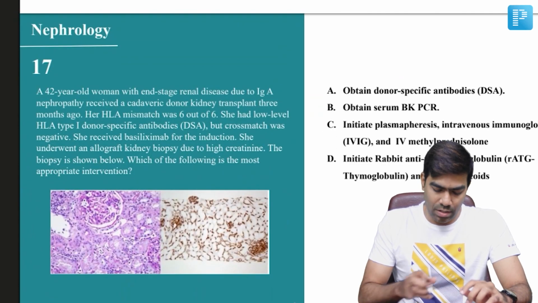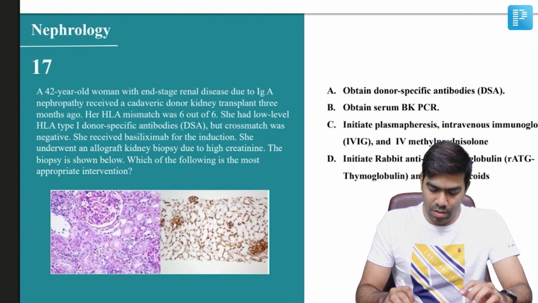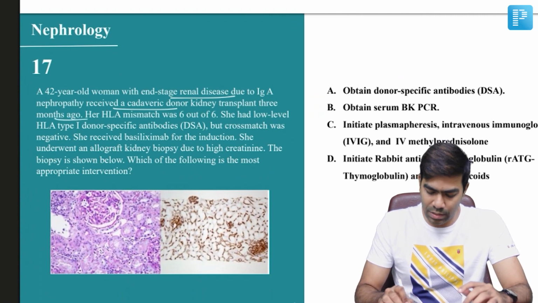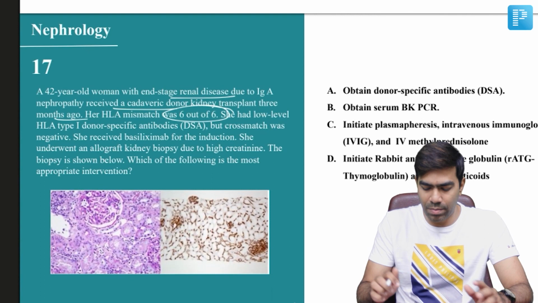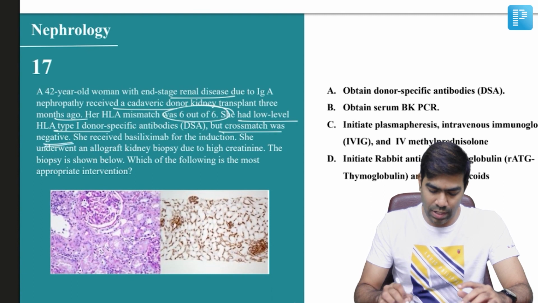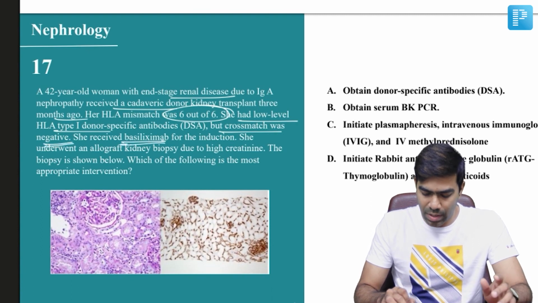Question 17. A 42-year-old woman with end-stage renal disease due to IgA nephropathy received a cadaveric donor kidney transplant 3 months ago. Her HLA mismatch was 6 out of 6, which means it was a complete mismatch. She had low-level HLA type 1 donor-specific antibodies, but the cross-match was negative though. She received basiliximab for the induction.